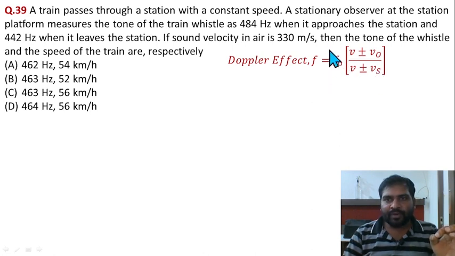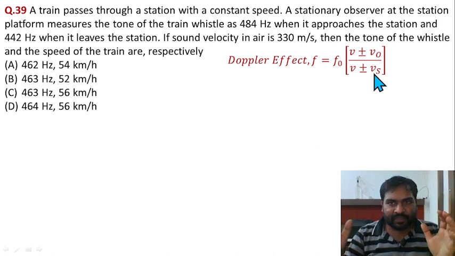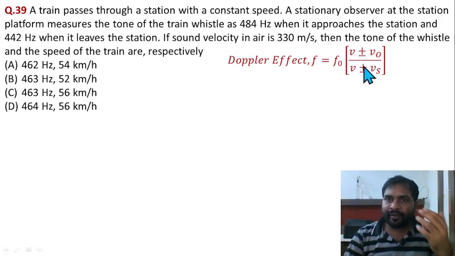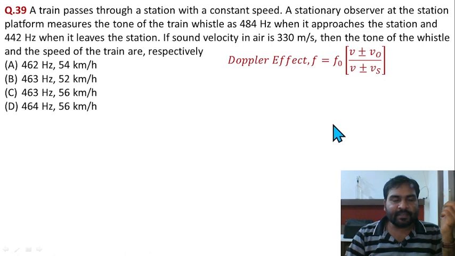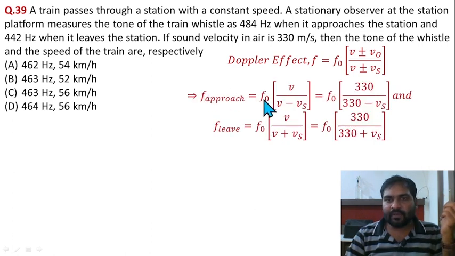So F0 is the original frequency, and V is the speed of the sound wave. Whenever observer and source are approaching each other, take the plus or minus sign accordingly such that F is greater than F0; when they are going away from each other, F should be less than F0. Accordingly, you can choose your sign here. This should be higher than this one, so there is a negative sign. V is the sound velocity, 330 meter per second, given here. Since the observer is stationary, V observer is taken as 0.